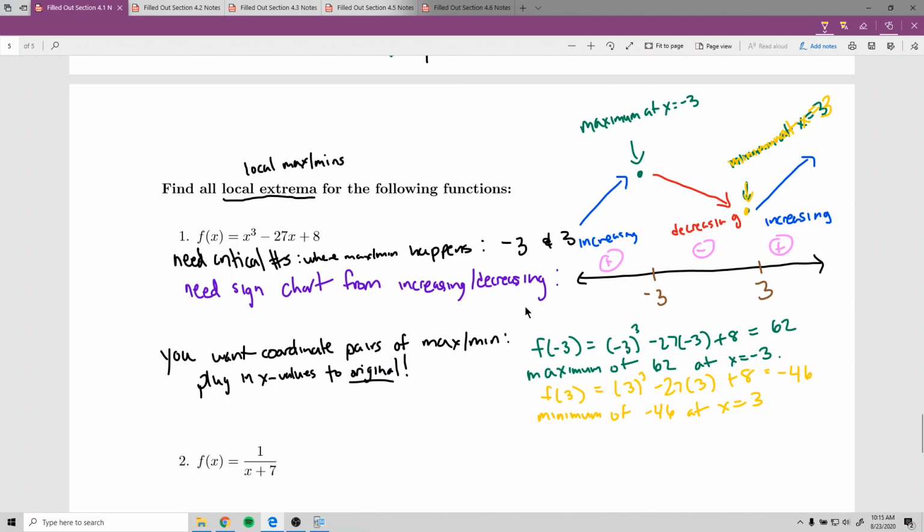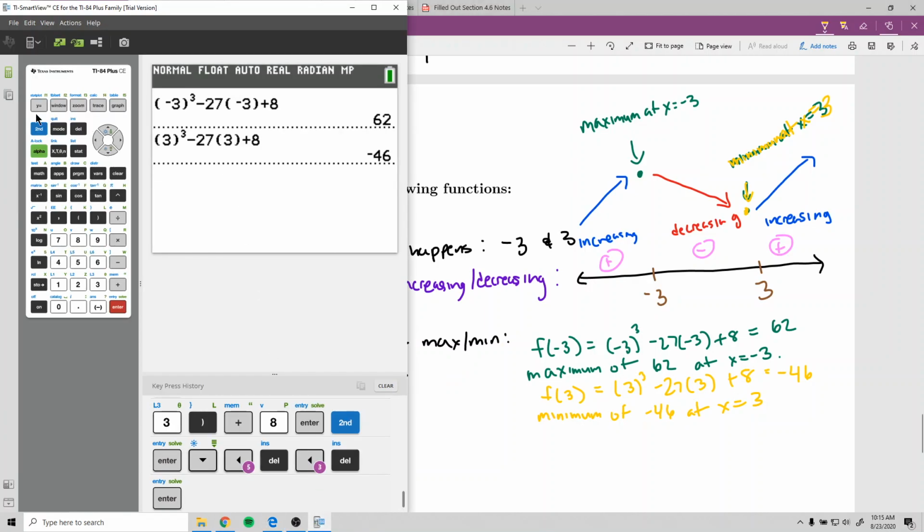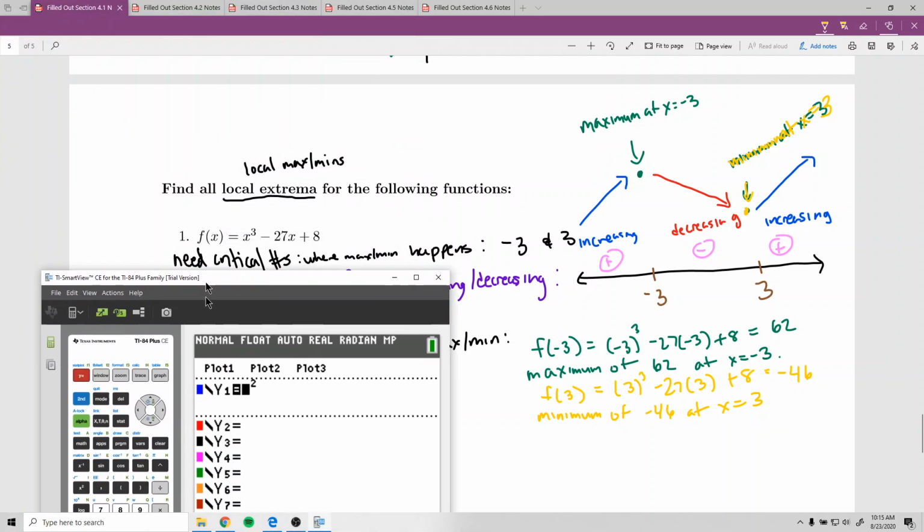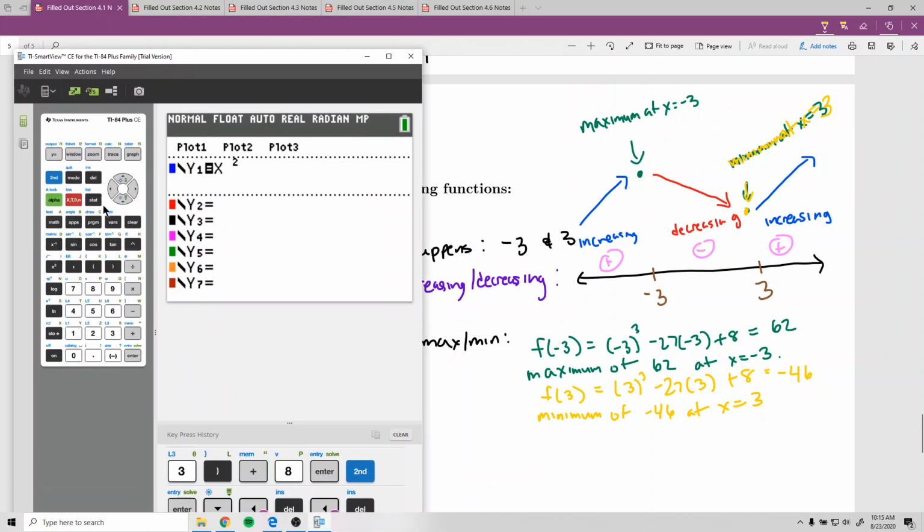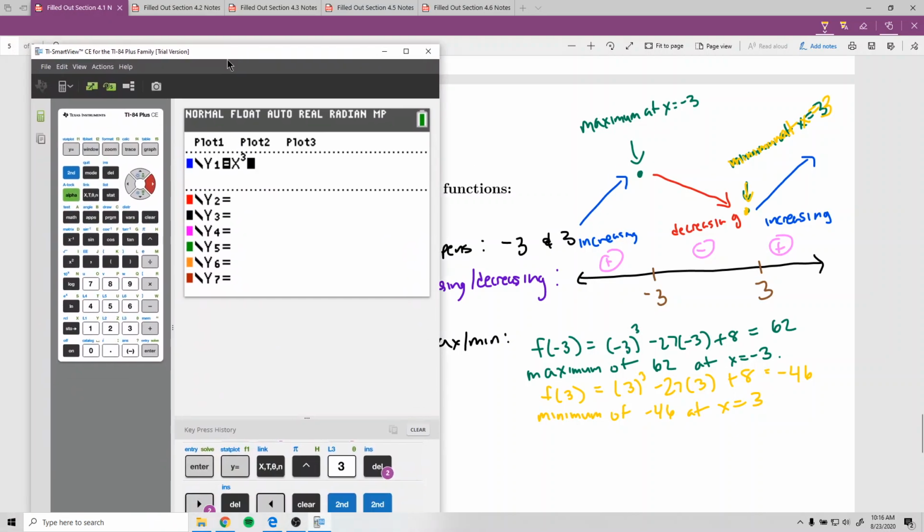Now, if you wanted to graph this, imagine graphing this and trying to find the maximum and minimum with your calculator, you'd have to zoom out quite a bit. You'd have to figure out, the y values aren't between -10 and 10 like our standard range. But what I'm going to do, just so you can really understand everything we've done here, is graph it. We got x raised to the 3rd power minus 27x plus 8.